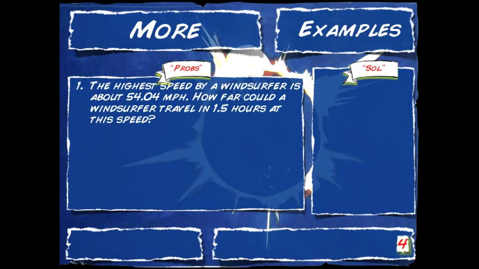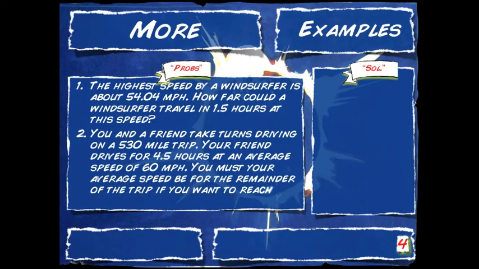And this is pretty straightforward. If I'm traveling at 54.04 miles per hour for an hour and a half, I want to know the distance. So we multiply the rate times the time, and that gives me my solution. I'll put the solutions up on the side in just a second. I believe that was 81.06 is the total distance.